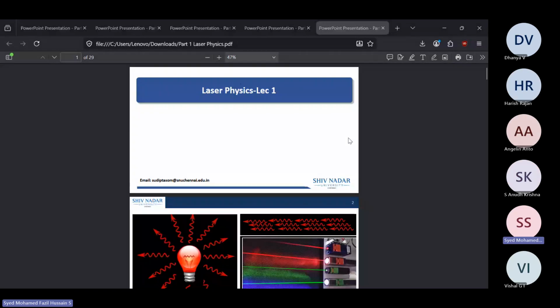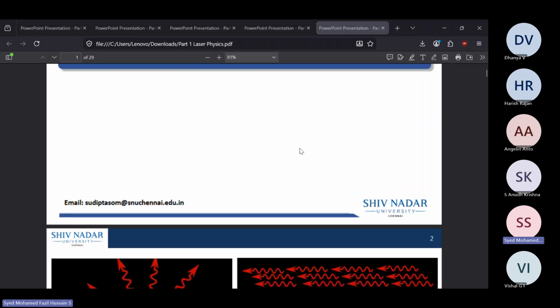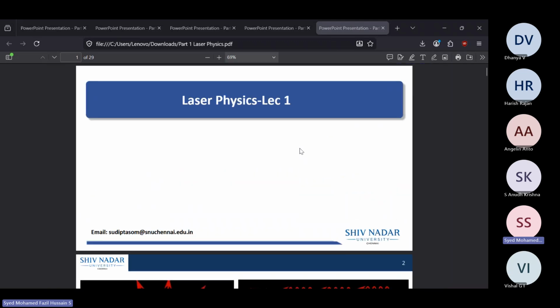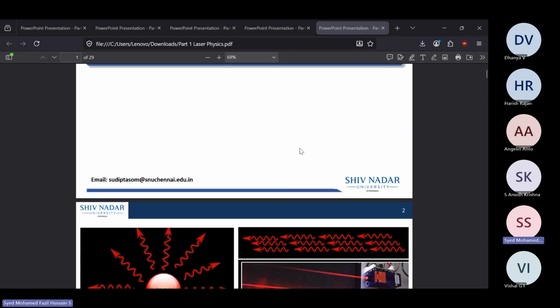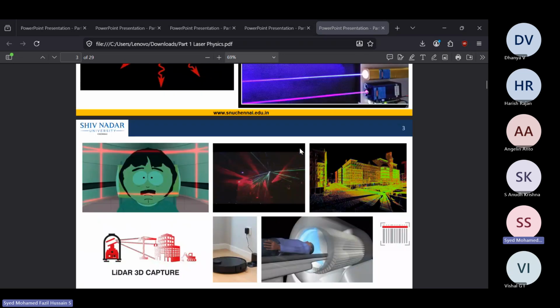Okay, so hello guys. Now we're going to see about laser, the fifth unit of engineering physics. It is one of the easiest chapters, and you can score well in this. So yeah, let's dive into it.